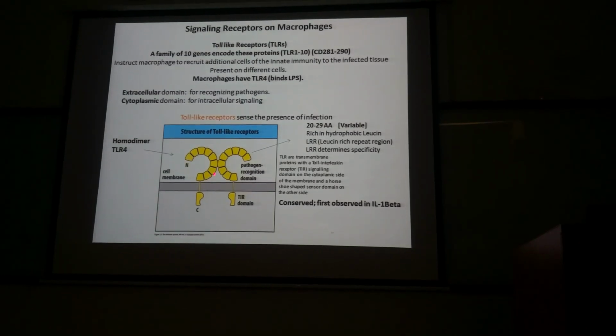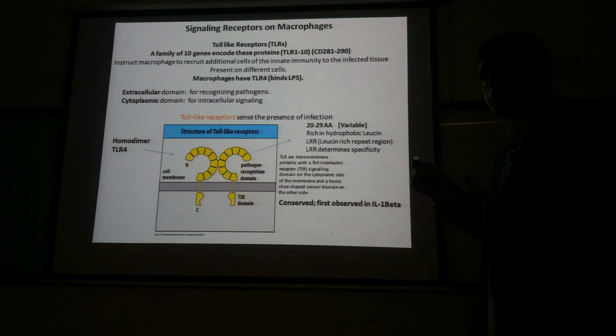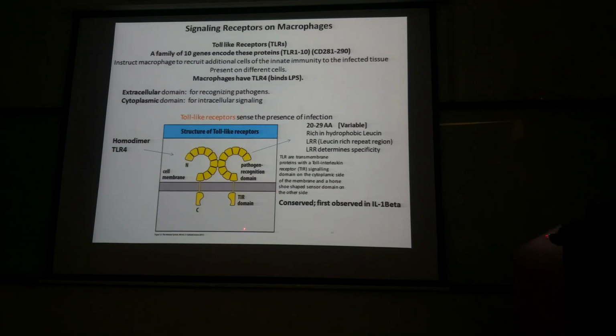These receptors, as you see here in the yellow, have an extracellular domain that you see here, and they have a cytoplasmic domain that you see here on the inner side. The extracellular domain is also called the pathogen recognition domain, because this domain would be used to bind with the pathogen, okay? And the intracellular or cytoplasmic domain is called the TIR domain. And this domain is for intracellular signaling.